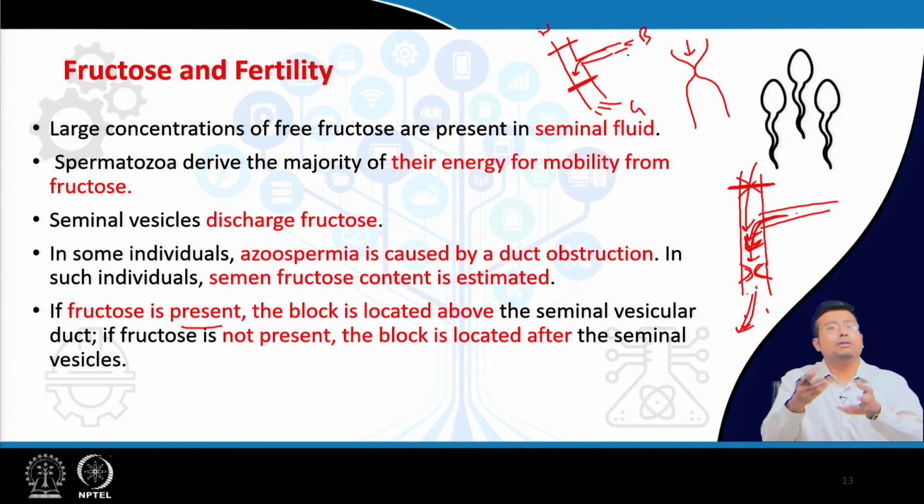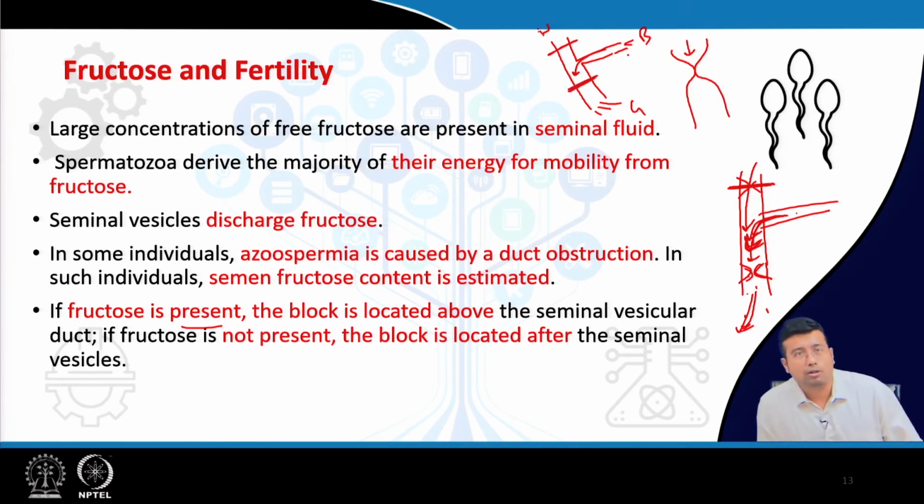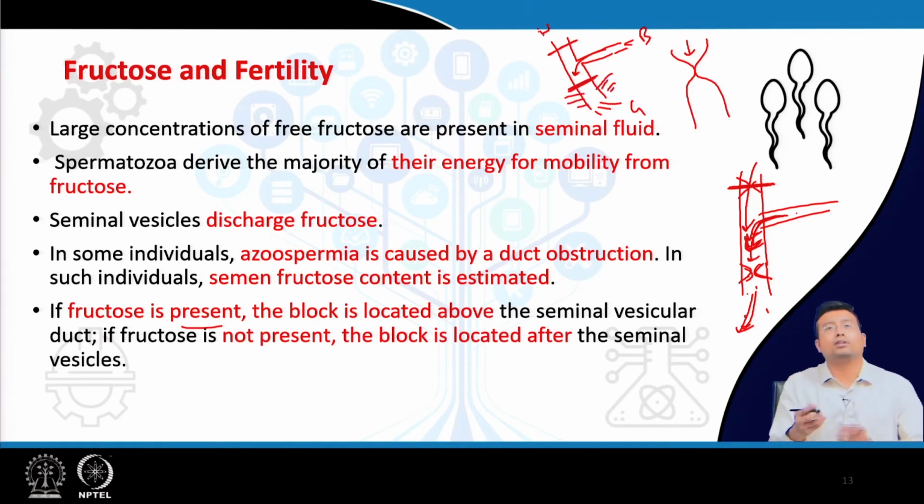It means there will be no black colored water, right. Mind it, there are multiple other ducts by which other contents of semen are secreted into the ejaculatory tract, but this simple test can tell us whether the block is above the seminal vesicle, in which there will be fructose which is secreted from seminal vesicle, or there is no fructose if the block is below the seminal vesicle.